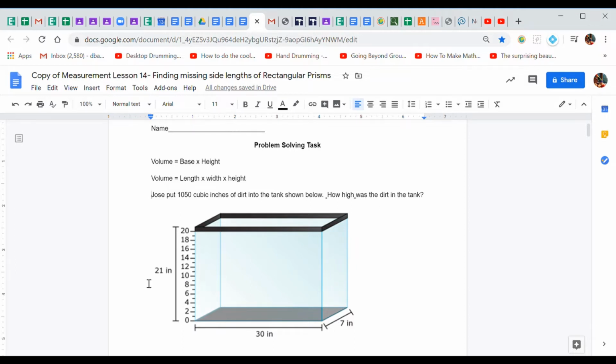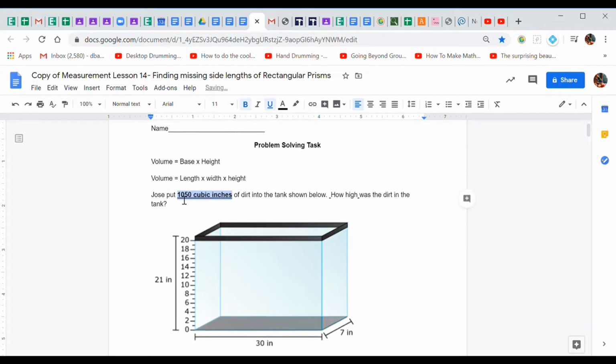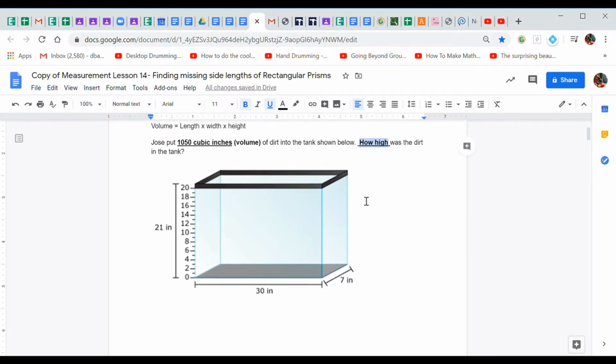So 21 is not the height of the dirt, but we do know the length and the width. If I read the question really carefully, it says Jose put 1,050 cubic inches of dirt in the tank below. If I see cubic inches, that means volume. Any cubic unit is a volume unit, so I'm going to highlight that as important. I would write a note if I was doing this by hand: volume. How high was the dirt in the tank? That tells me the question is asking how high, what is the height. That's what I'm trying to find out.